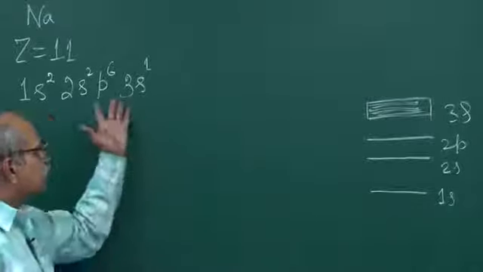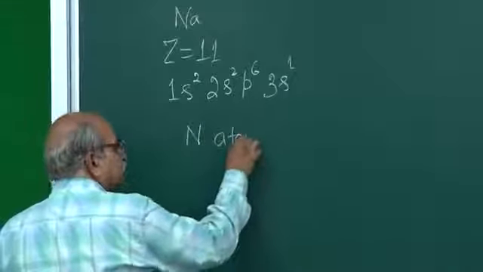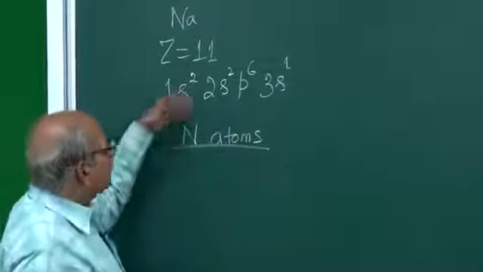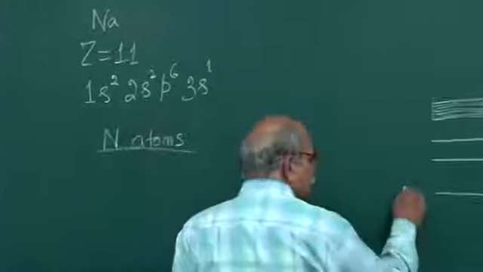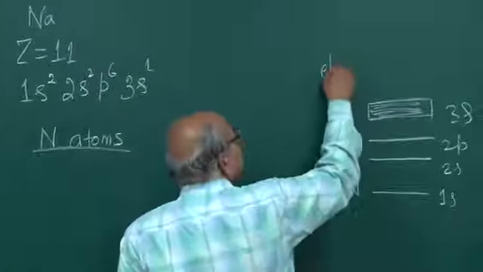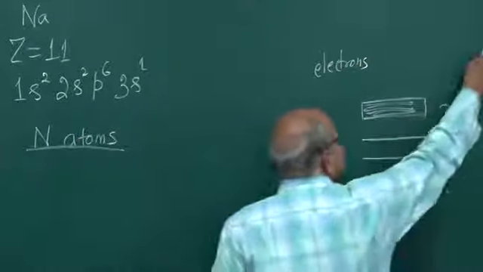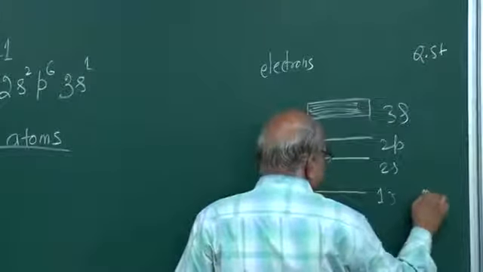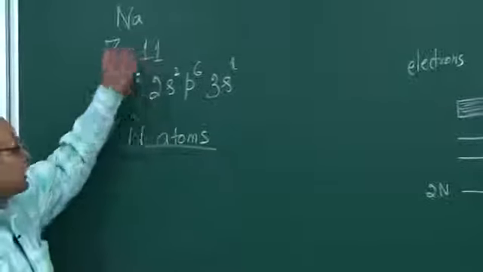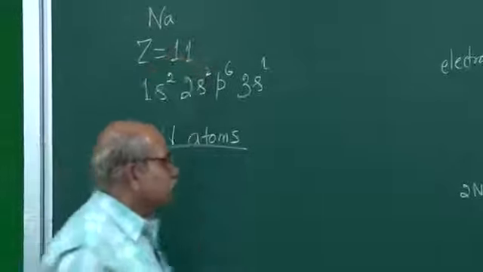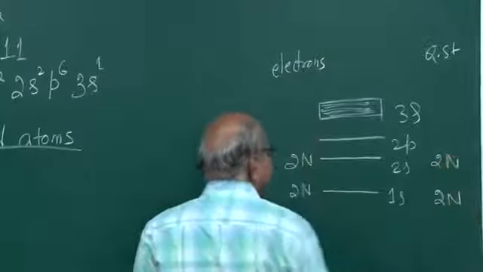Now, as far as a solid sodium of n atoms is concerned, you have 2n electrons in the 1s state. So, this is 2n electrons. Here, the number of electrons is 2n, and the number of quantum states is also 2n. Then in 2s also, for each atom you have 2 electrons, so here also you have 2n electrons and 2n quantum states.